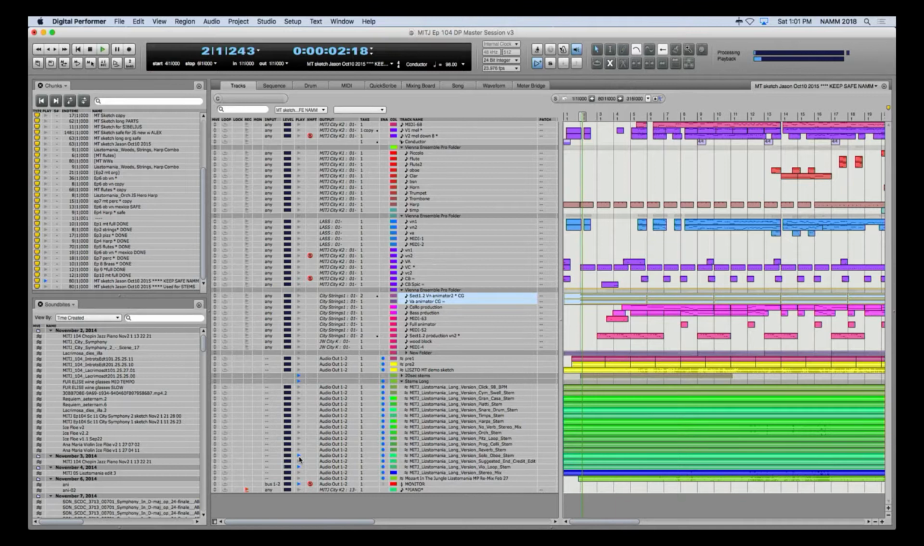Okay, so that was the first element. The second element is this oboe part.